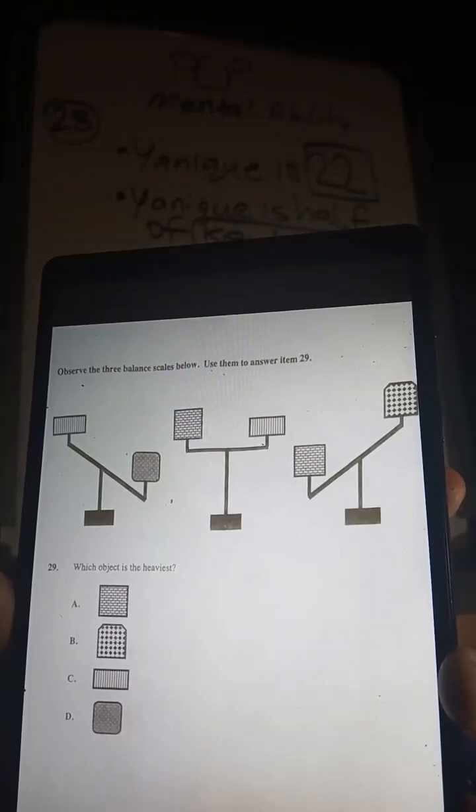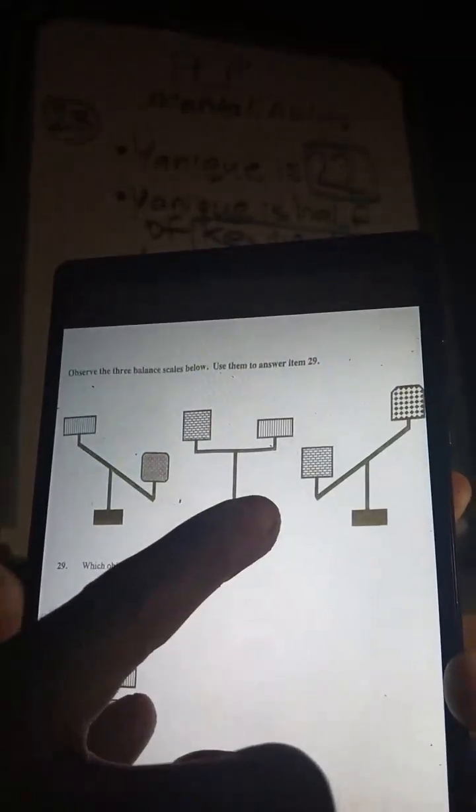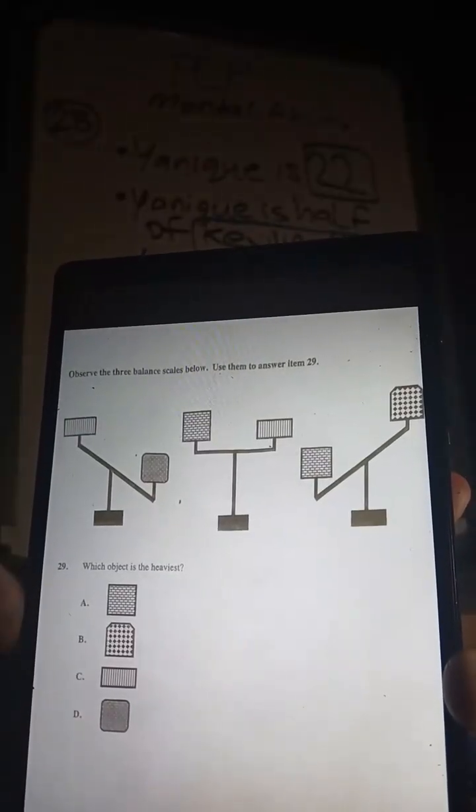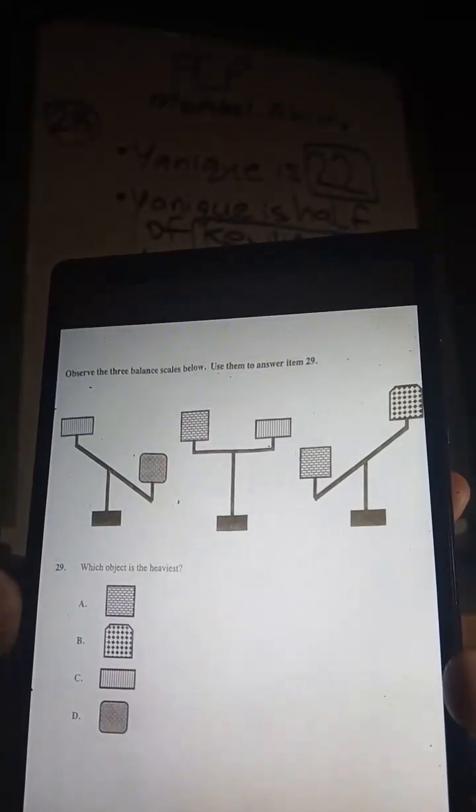Interesting. Alright. This is lighter than that. Right? And again, you have to be very careful with this. The only clue we have is this right here. This and this are equal. Right?